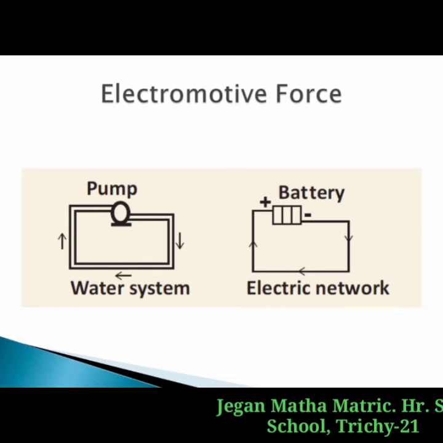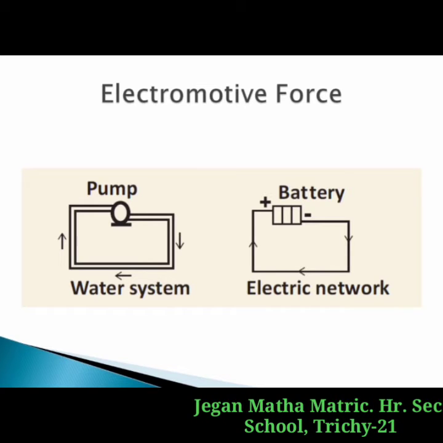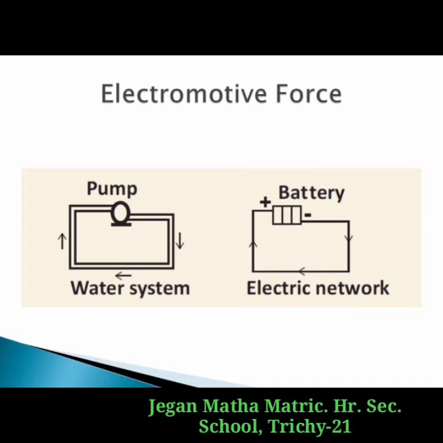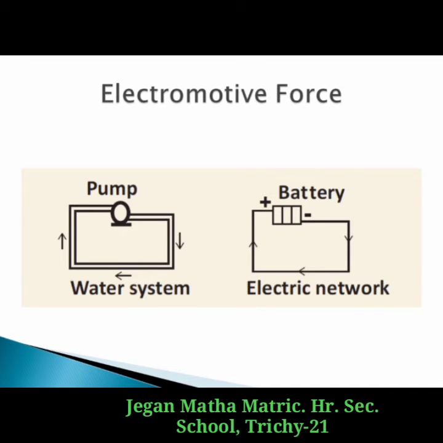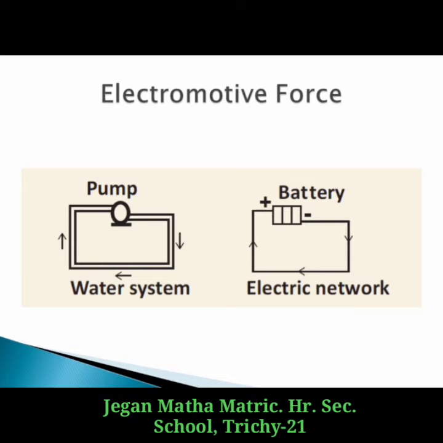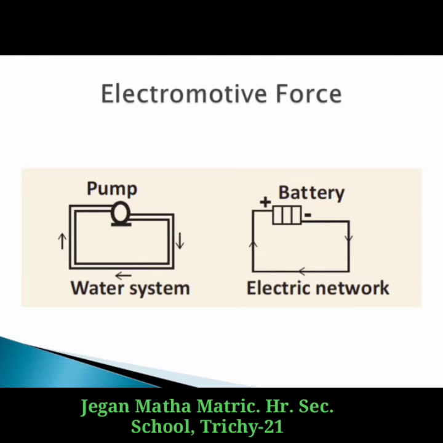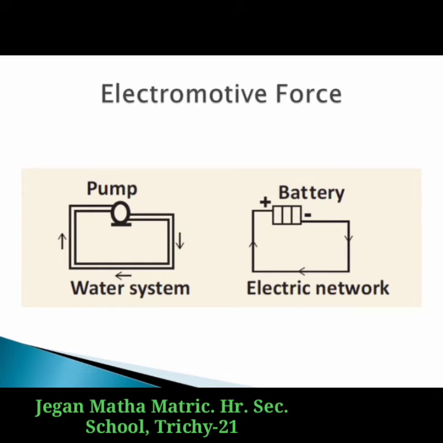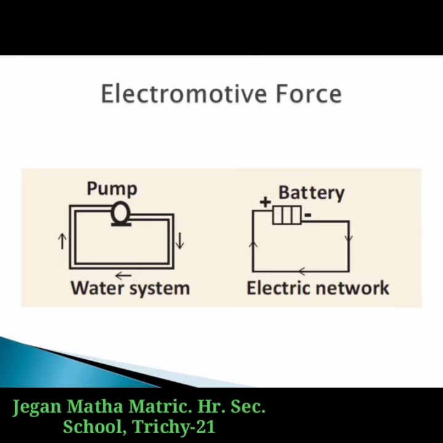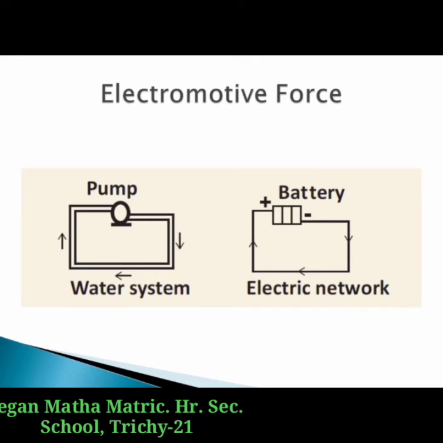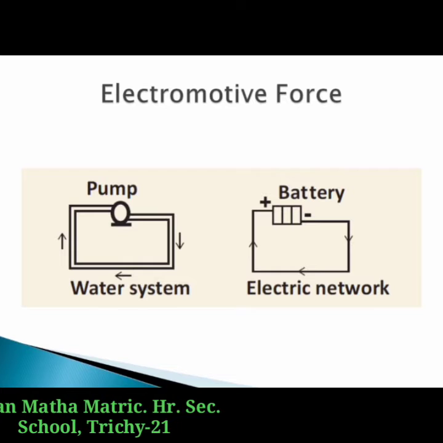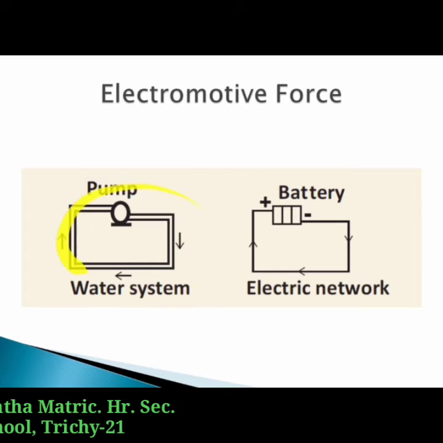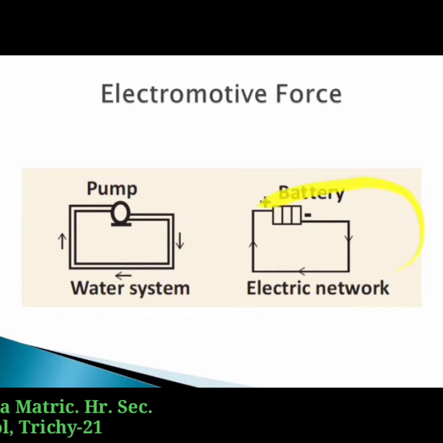We can insert a water wheel in between the flow and make it rotate, and further use that rotation to operate machinery. Likewise, if you take a circular copper wire, it is full of free electrons. However, they are not moving in a particular direction. You need some force to push the electrons to move in a direction. Here, the water pump and a battery are compared in this picture. So, this is the water system and this is the electric network.